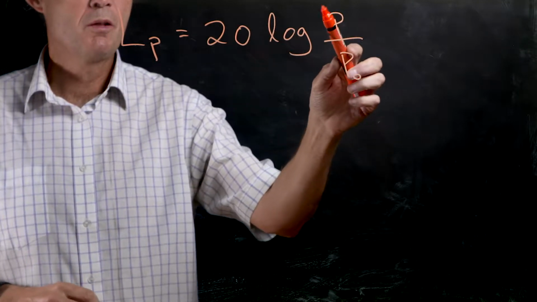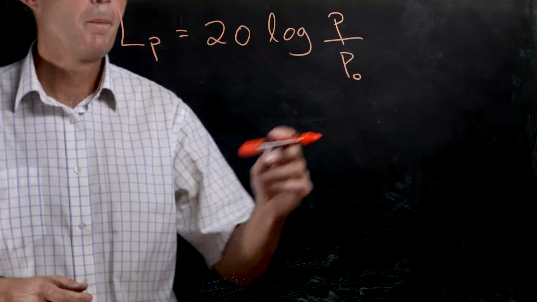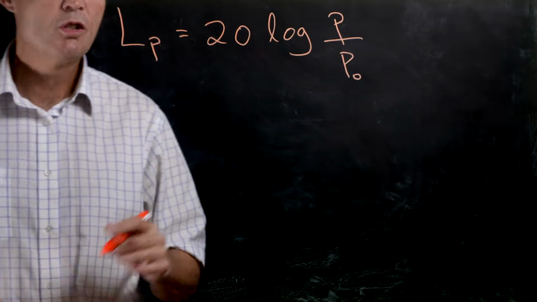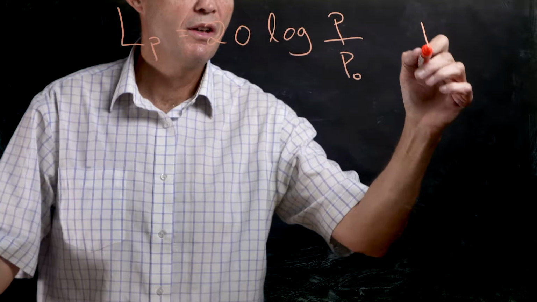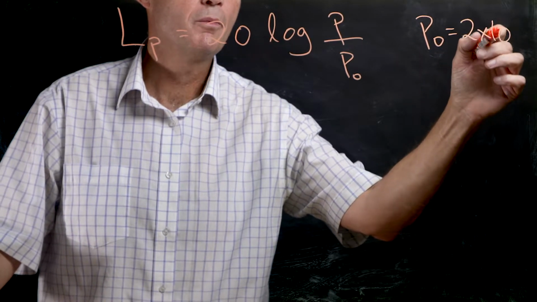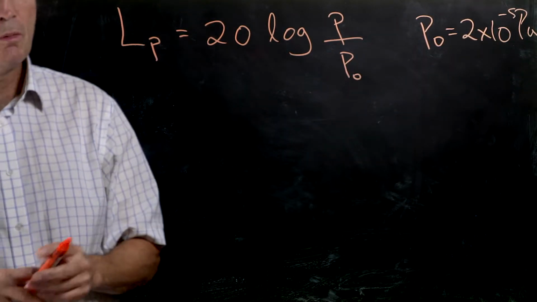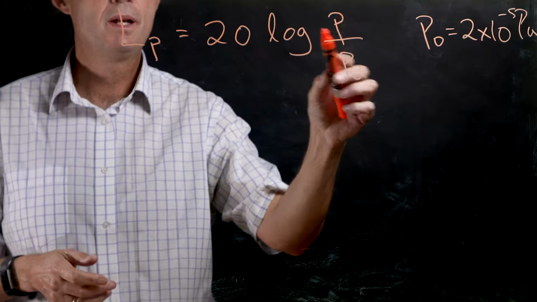This is actually the sound pressure that we're concerned with. And this P0 figure here is your threshold of hearing. It's your reference level, which is effectively set at a value of 2 × 10⁻⁵ pascals. Okay, so what we're going to do is rearrange this formula for P.